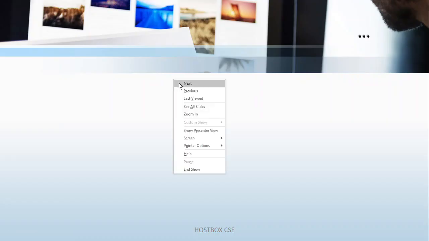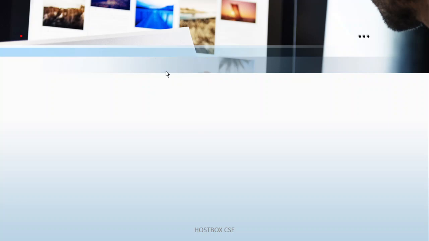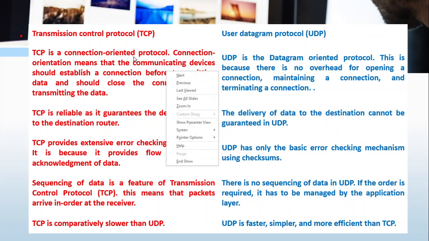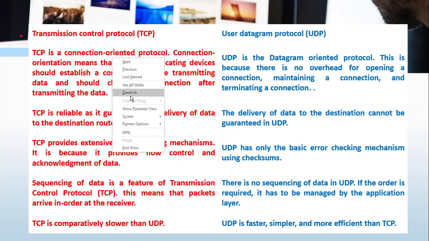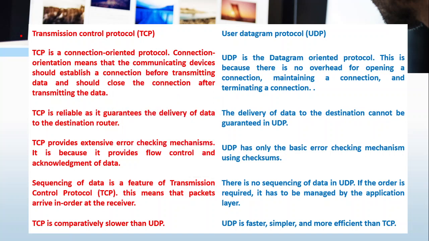There are main differences between TCP and UDP. The first difference: TCP is a connection oriented protocol, as you know, which is point to point. Why are we saying this? Because the communicating devices should establish a connection before transmitting data and should close the connection after transmitting the data. It looks like a telephone system. There is connection establishment, then data transfer, and afterwards the connection is terminated, with requests and replies between the client and server.